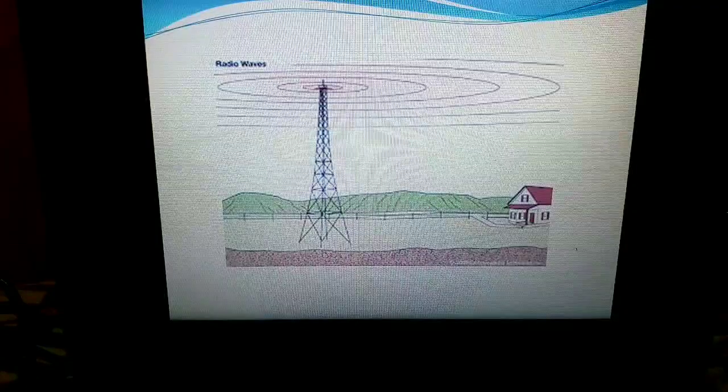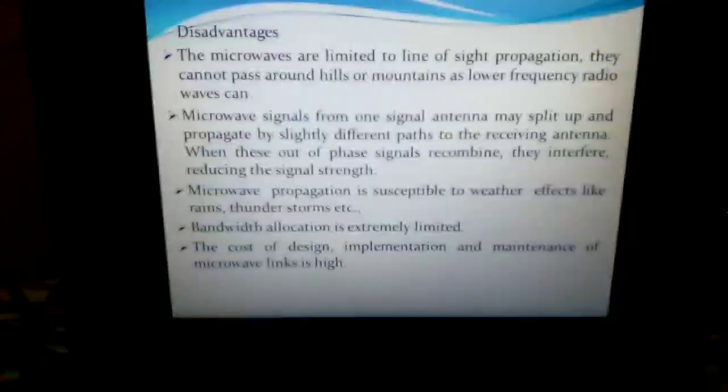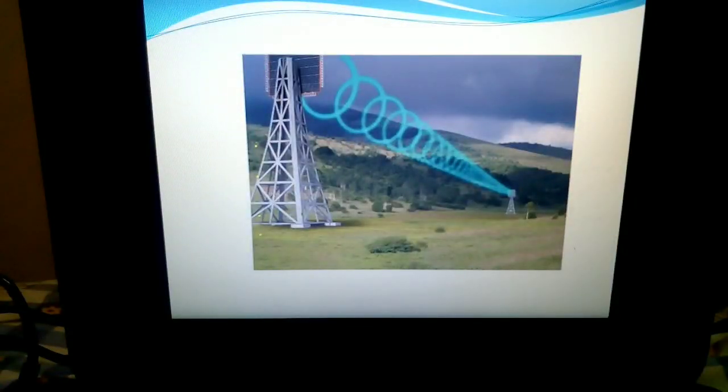Okay, let me show the diagram of microwave. This is how the microwave transmission takes place. Frequencies higher than 3 gigahertz are named microwave, and whenever the transmission takes place in the microwave, it is always in the form of a straight line. Always in the form of a straight line they are able to transmit.